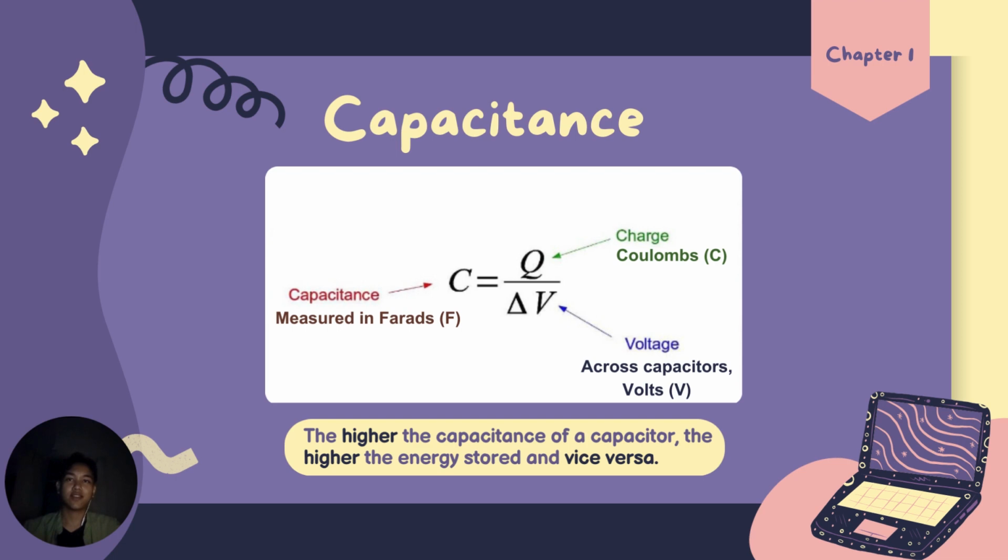Next is capacitance. Capacitance is defined as C equals Q over V. C is capacitance measured in farads. Q is charge measured in coulombs, C. And V is volts, or potential difference across the capacitor, V. The higher the capacitance of a capacitor, the higher the energy stored, and vice versa.